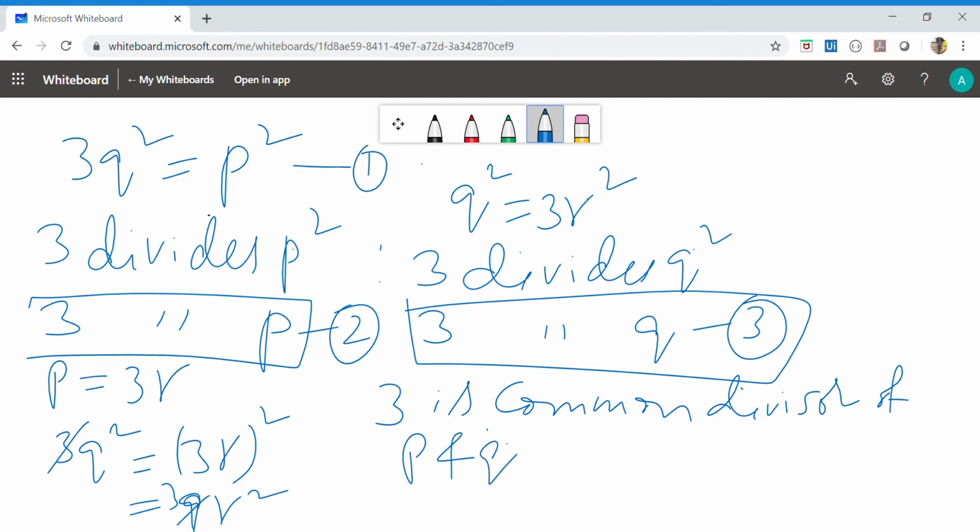What is the definition that goes wrong here? We already assumed that P and Q are co-primes. If they are co-primes, only 1 is the common factor or common divisor. But here we got 3 as the common divisor, which contradicts the definition of co-primes. So our assumption is wrong, and whatever is given is correct: root 3 is an irrational number. Okay, have a nice day.